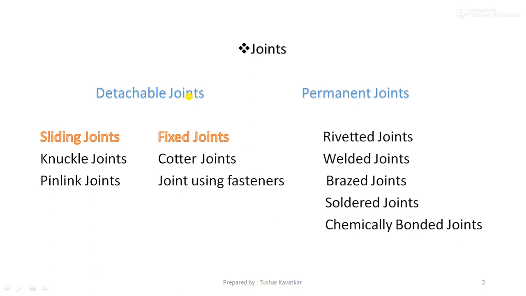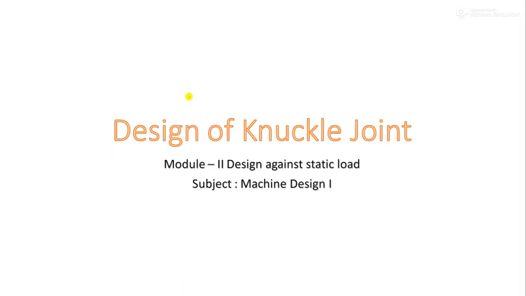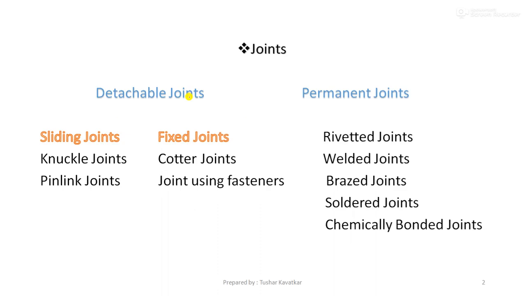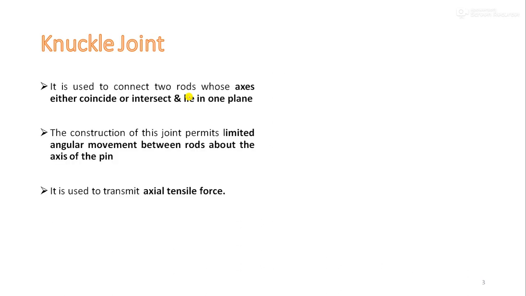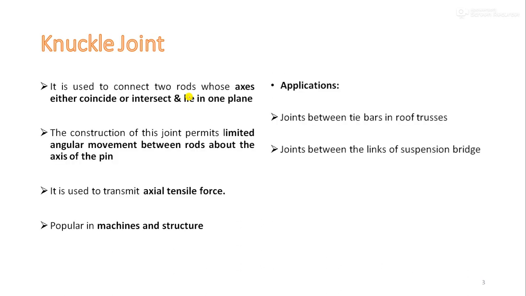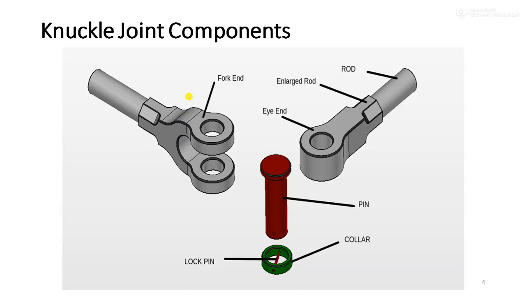So, we have previously made a video that is part 1 for the design of knuckle joint. In that video, we understood the different types of joint, the applications of knuckle joint, and what exactly a knuckle joint is. Then I explained the knuckle joint components. Basically, it consists of three: fork, rod, and the pin.